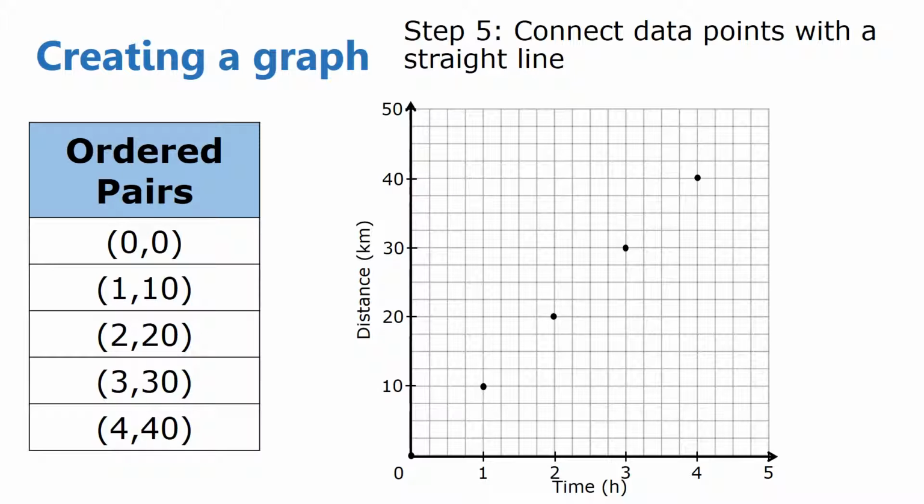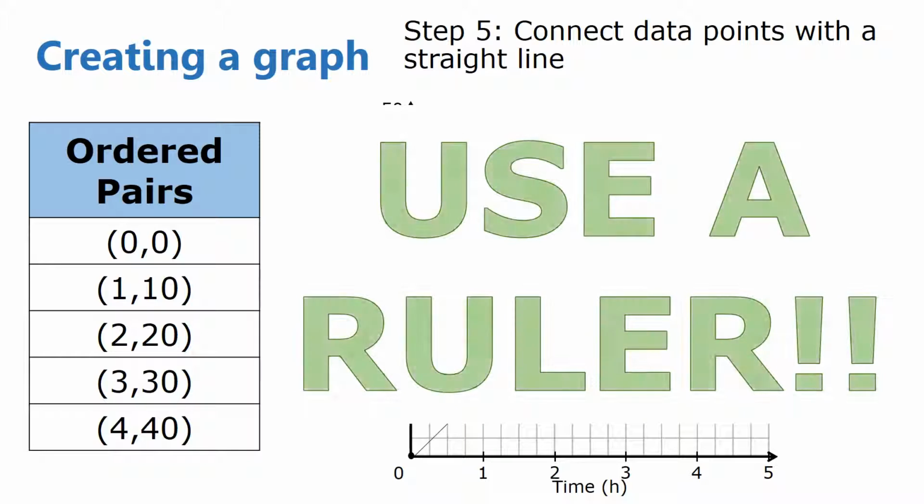Step 5. Connect the points using a straight line. Note, your line only needs to go through the origin if you have a data point there. And once again, be sure to use a ruler.